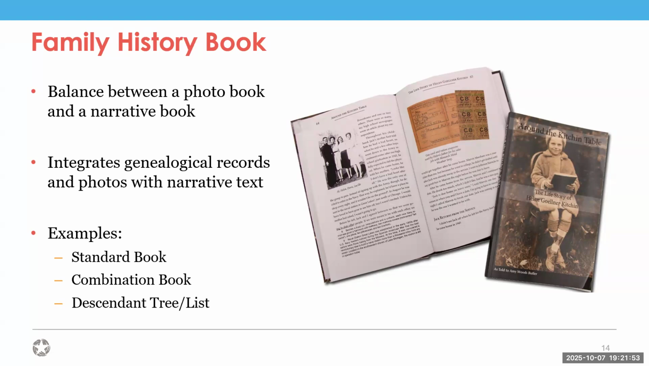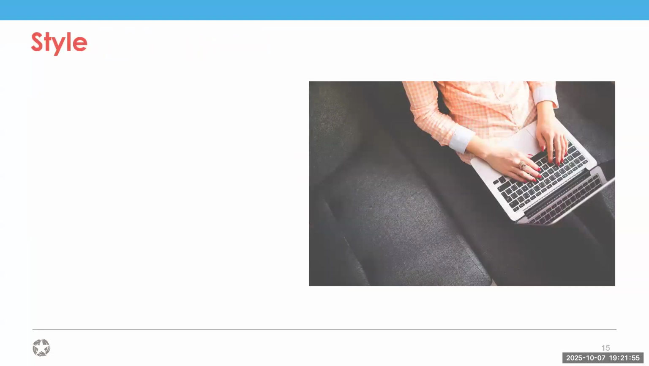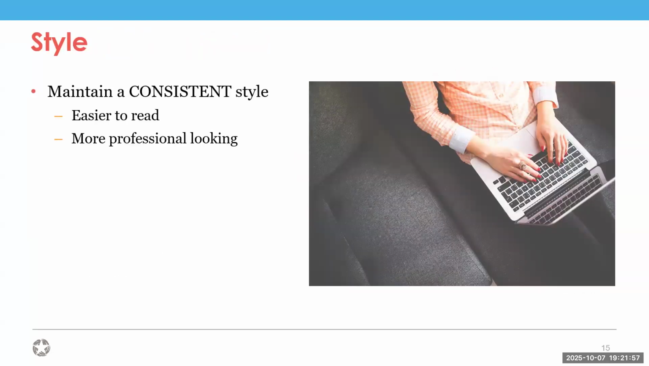So a style, regardless of which one of the three broad types you're considering, because you're going to have to review what information you have available to you, what other family members may be able to contribute, how much time you have to do this, right?